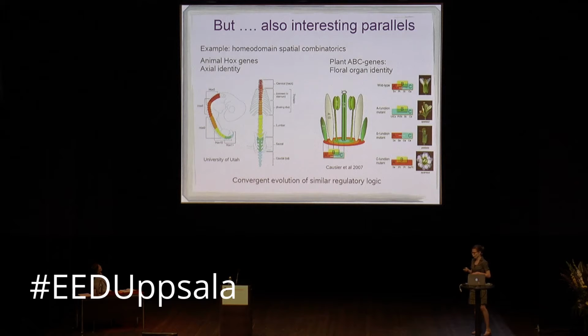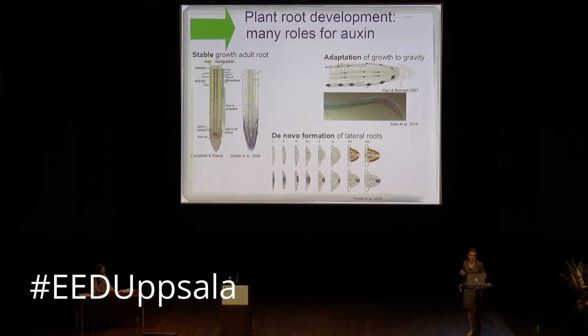But there's also interesting parallels, and that's what I want to talk about today. And one famous example is, for example, the homeodomain genes, and that you can use them in a sort of combinatorial manner to specify a position or to specify an identity, such as, for example, the Hox genes do along the anterior-posterior axis, but also the ABC genes do in specifying which floral organ to form. So this is as a context.